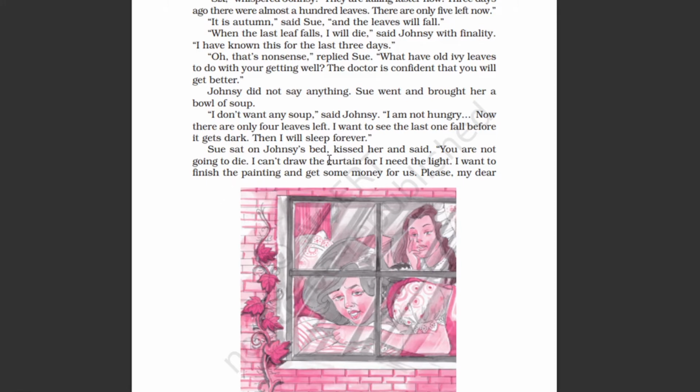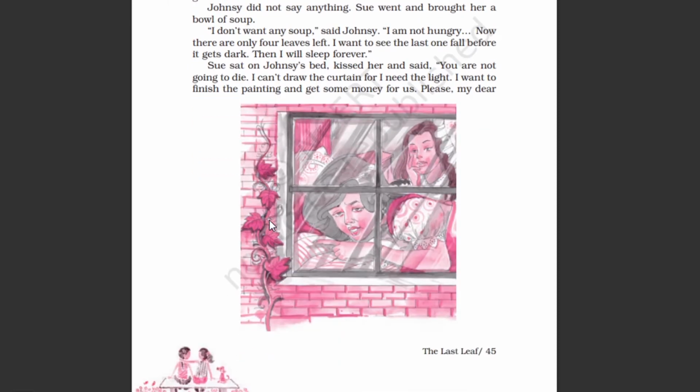Sue sat on Johnsy's bed, kissed her, and said, "You are not going to die. I can't draw the curtain for I need the light." So Sue tried to console her. She tried to change her mind, but she was unable to change her mind. And she said that I can't draw the curtain because she needs the light in order to do the painting. "I want to finish the painting and get some money for us." And she wanted to finish the painting because after selling that painting, she would get some money.